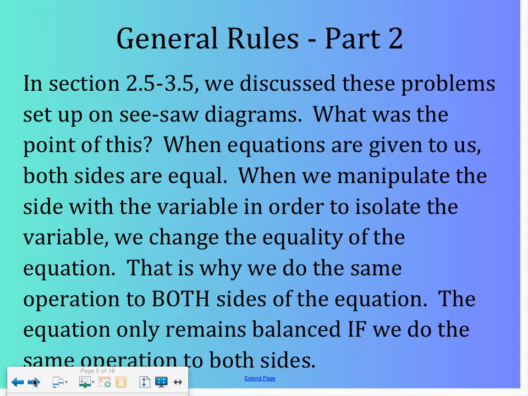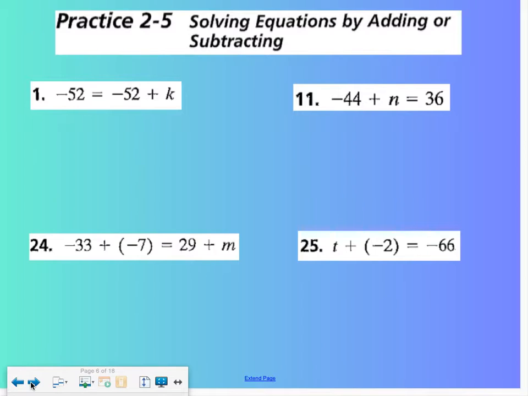In sections 2.5 and 3.5, we discussed these problems set up on a seesaw diagram. What was the point of that? When equations are given to us, both sides are equal. When we manipulate the side with a variable in order to isolate the variable, we change the equality of the equation. That is why we have to do the same operation to both sides. The equation only remains balanced if we do the same operation to both sides. Section 2.5 dealt with solving these equations by adding or subtracting.